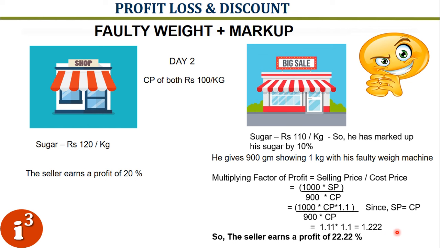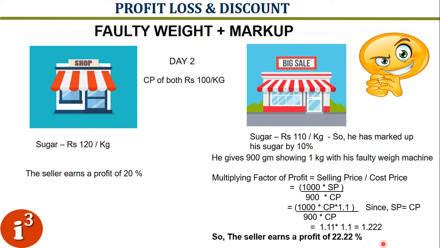But for now, you must get your concepts clear. Later, in the problems, you'll simply do 10 by 9 into 11 by 10. This will come out as 11 by 9, 1.222. That is a seller profit of 22.22%. But for now, you need to understand the basic thing, selling price by cost price. He is telling that he is giving away 1000 gram. His actual cost, for the shopkeeper, is for 900 gram. Now the selling price also he has marked up, so 1000 into 1.1 divided by 900. So this overall comes out to be 1.222. That means the seller has earned a profit of 22.22%.